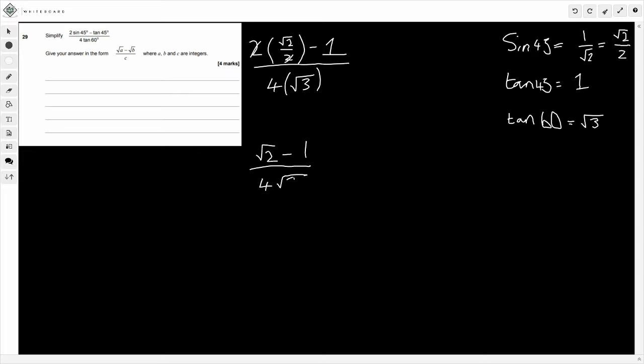Now at the minute, it's not quite in the form they want. They want it in root A minus root B divided by C, and we haven't quite got it like that. So we need to do a bit of simplifying. They don't have a surd in the denominator, so we need to eliminate the surd here. So to do that, we're going to have to rationalise. So what we're going to do is times both top and bottom by 4 root 3. So what we have now is 4 root 3 times root 2 minus 1 divided by 4 root 3 squared.